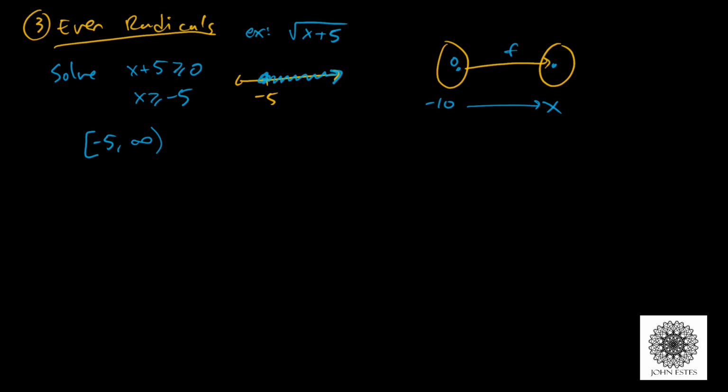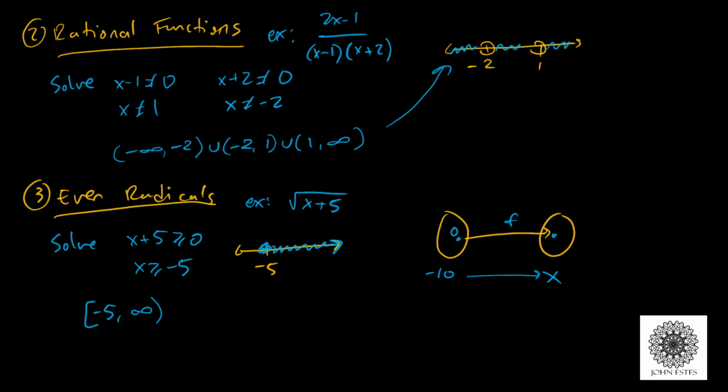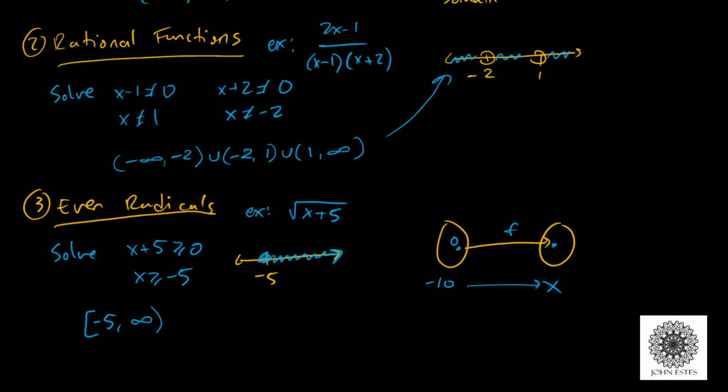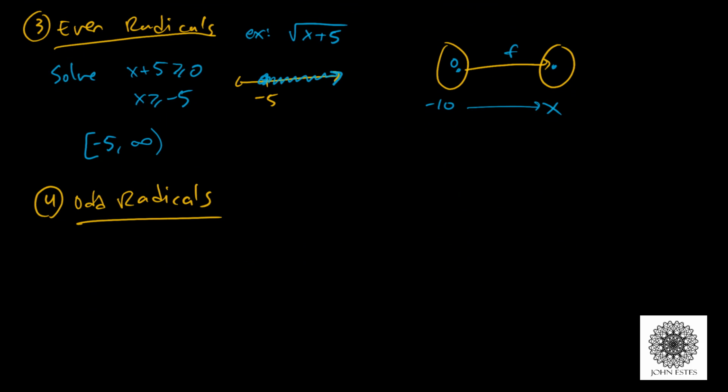So that means we've now covered the two worst cases: the even radicals, where we have to set what's underneath the radical greater than or equal to 0, and the rational functions, where we have to make sure the denominator can't be 0. The fourth function we have to deal with is odd radicals. Odd radicals look something like cube roots, like the cube root of x plus 5, for example.